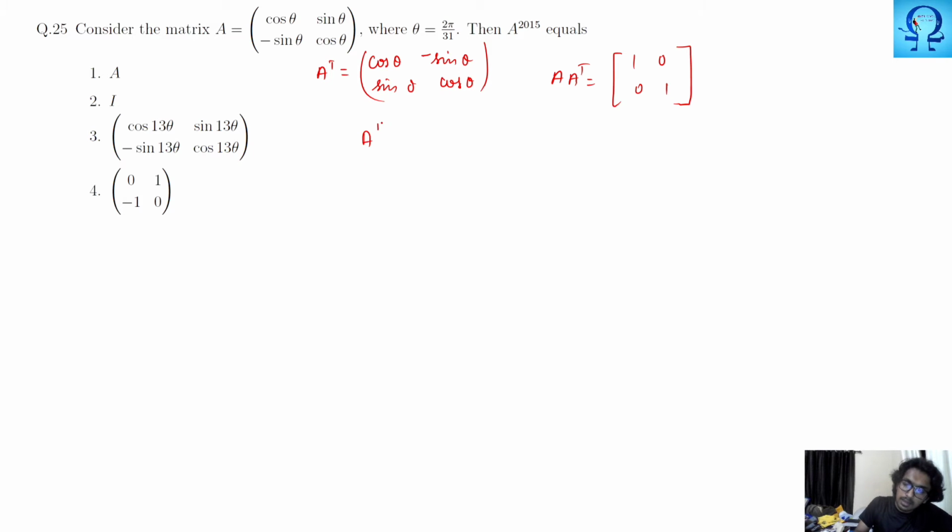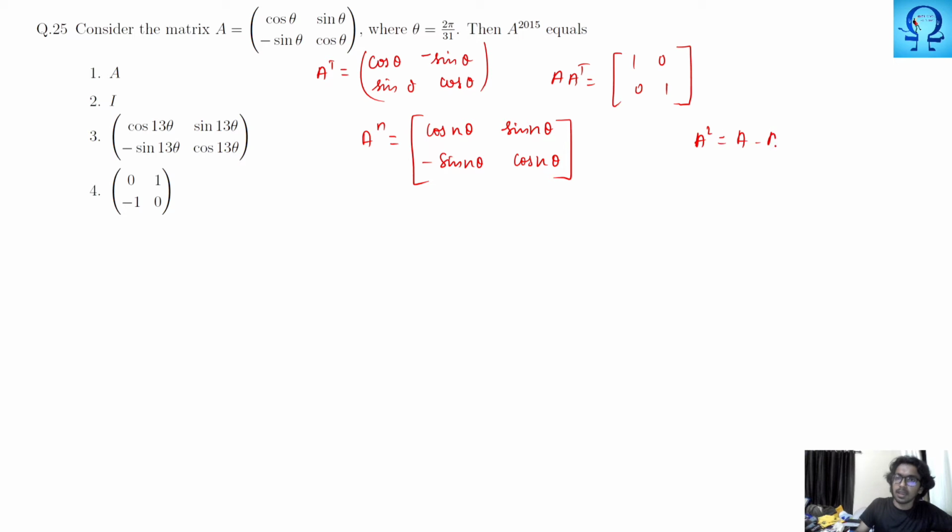So you can easily find out what is A power n. This is going to be cosine n theta, sin n theta, minus sin n theta, and cosine n theta. Or you can very well perform a square just by multiplying A and A, then A cube as A square and A, then use the induction hypothesis to arrive at this stage. Okay, so A power 2015, this is what we need. This is cosine 2015 theta, and theta is given to be 2 pi upon 31.